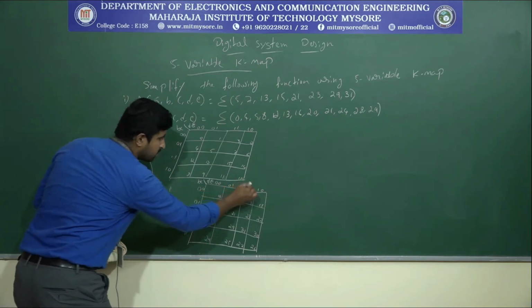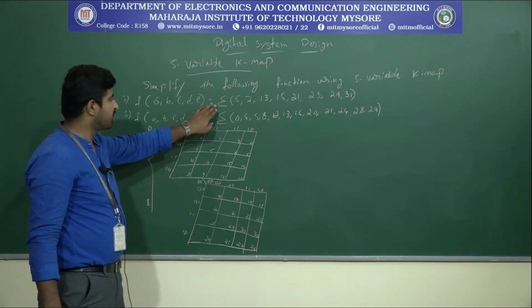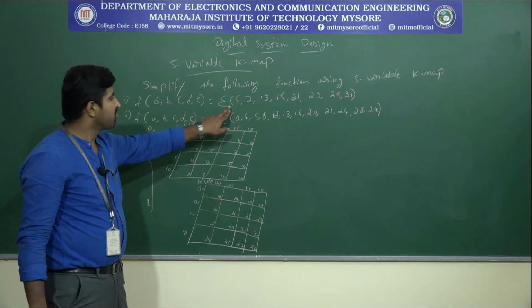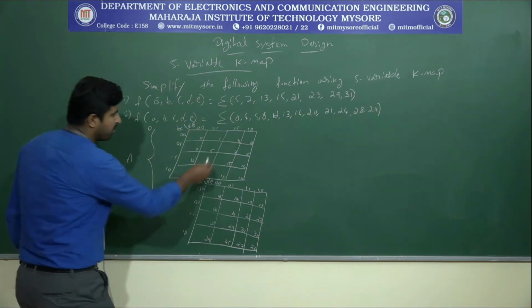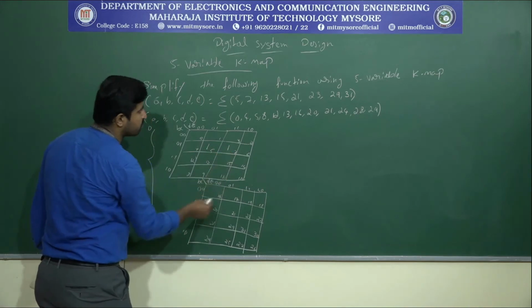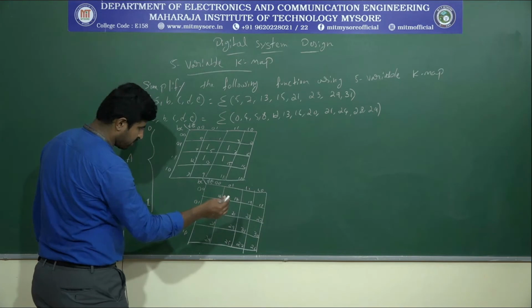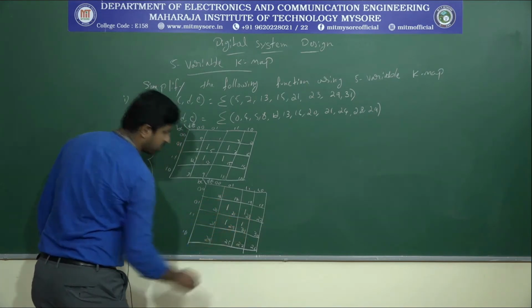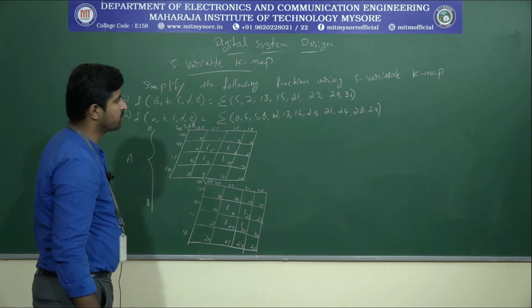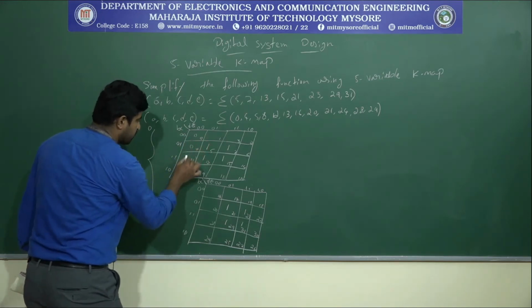So given the expression is a summation, sigma is given. That means for the cell values we need to place logic 1. So that means 5 is 1, 7 is 1, 13, 15, next 21, next 23, 29 and 31. So these are the 1s and the remaining will be logic 0.